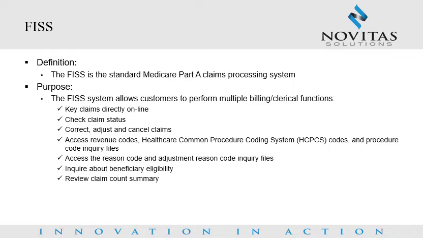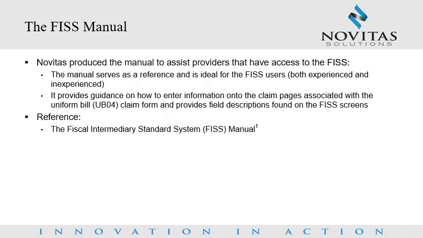In this module, which is the second installment of a 5-part series, we will discuss the Beneficiary Common Working File, CWF, Eligibility Inquiry Menu. The FISS Manual. Novitas produced the manual to assist providers who use the FISS. The manual serves as a reference and is ideal for both experienced and inexperienced users. It provides guidance on how to enter information onto the claim pages associated with the Uniform Bill or UB04 claim form and provides field descriptions found on the FISS screens. Please use the manual as a companion guide to this presentation.